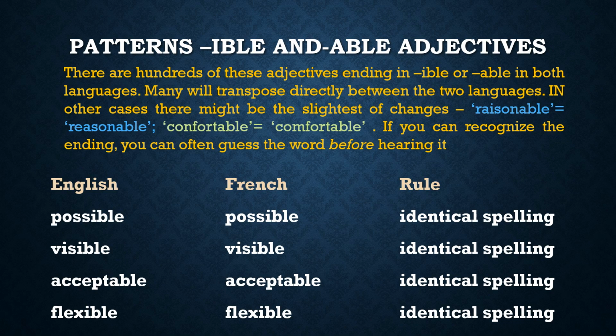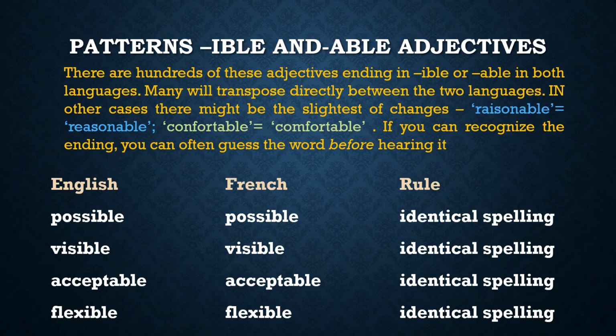For example, in French, the word for reasonable is raisonnable. In French, the word for comfortable is confortable. And notice there's an N. The third letter is an N for naughty, not an M for mother. But in a lot of cases, these adjectives are identical in spelling with a slight difference in stress and pronunciation.